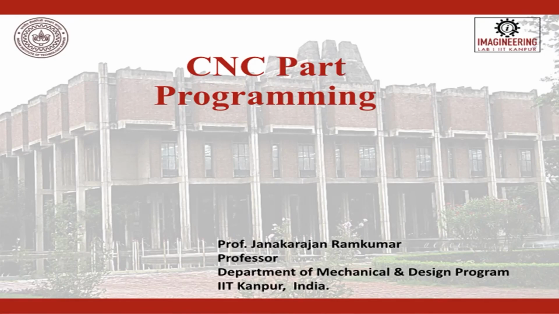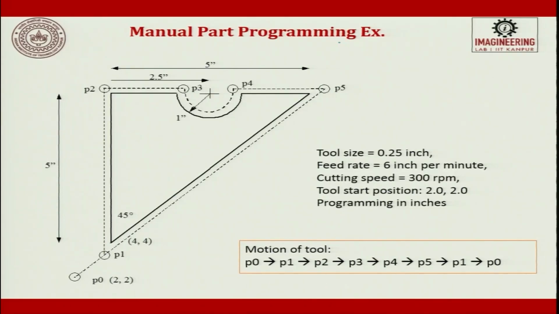The next important topic in CNC is going to be a manual part program, an example. So, we will try to start from here. This is a component. We will start from point P0, then we go to P1. This is all in inches, by the way. So, we will go to P1, and from P1 we will go to P2.